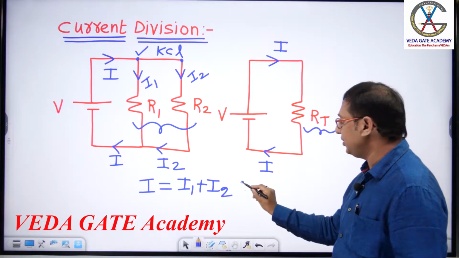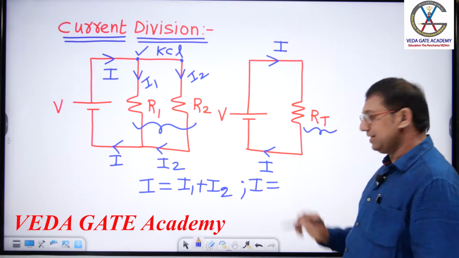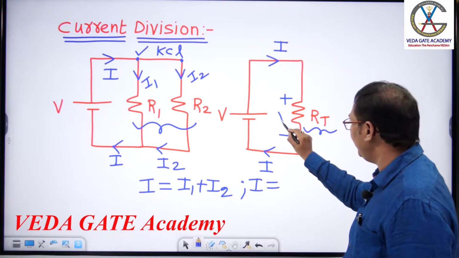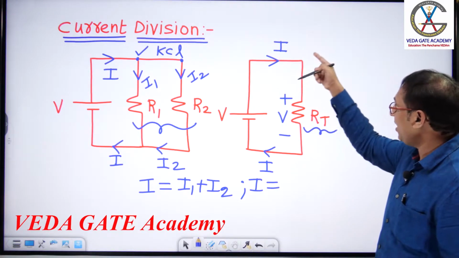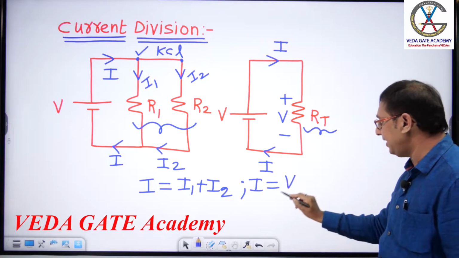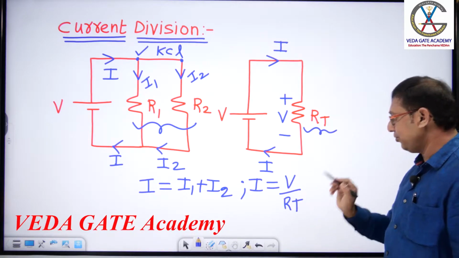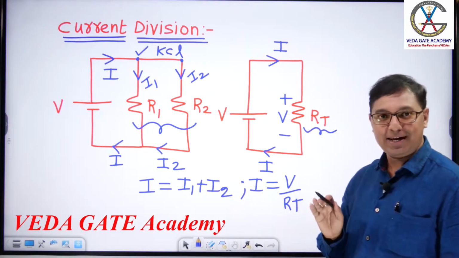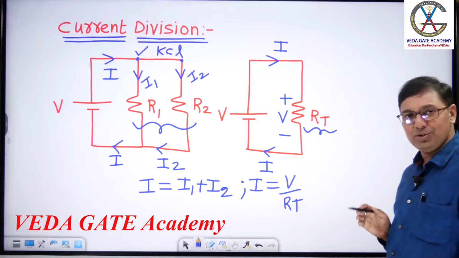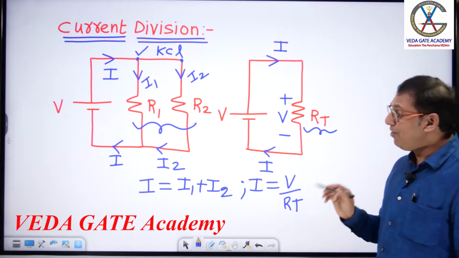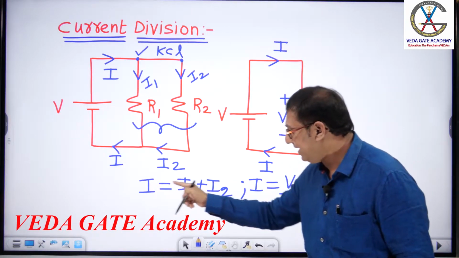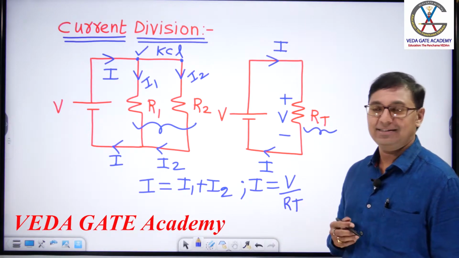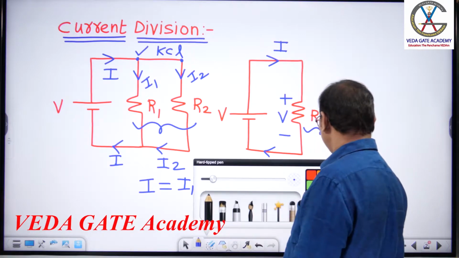Next, from this circuit, what is the equation of I we can write? If you observe, here the voltage is V. How much current flows here? V by RT. By Ohm's law, the current here is V by RT. So by KCL, I equals I1 plus I2, and by Ohm's law, I equals V by RT. Now we have to substitute the values of I, I1, I2 here. But the value of I1 is not yet given. Let us get that value.